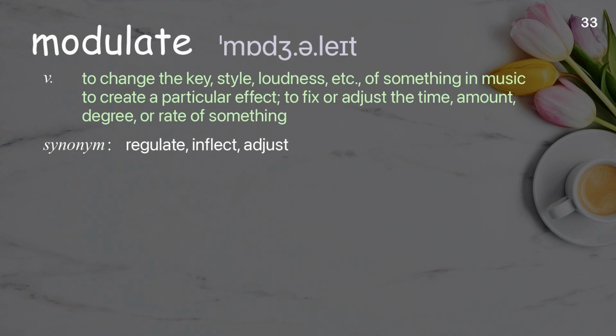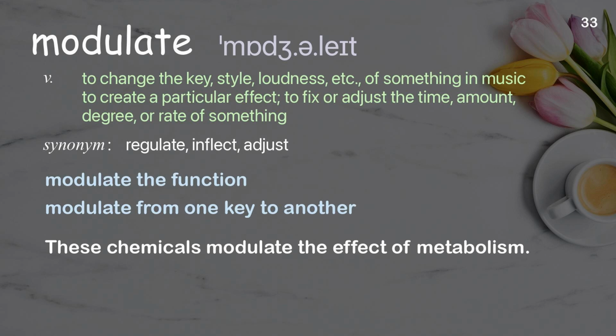Modulate. To change the key, style, loudness, etc. of something in music to create a particular effect, to fix or adjust the time, amount, degree, or rate of something. Examples: modulate the function. Modulate from one key to another. These chemicals modulate the effect of metabolism.